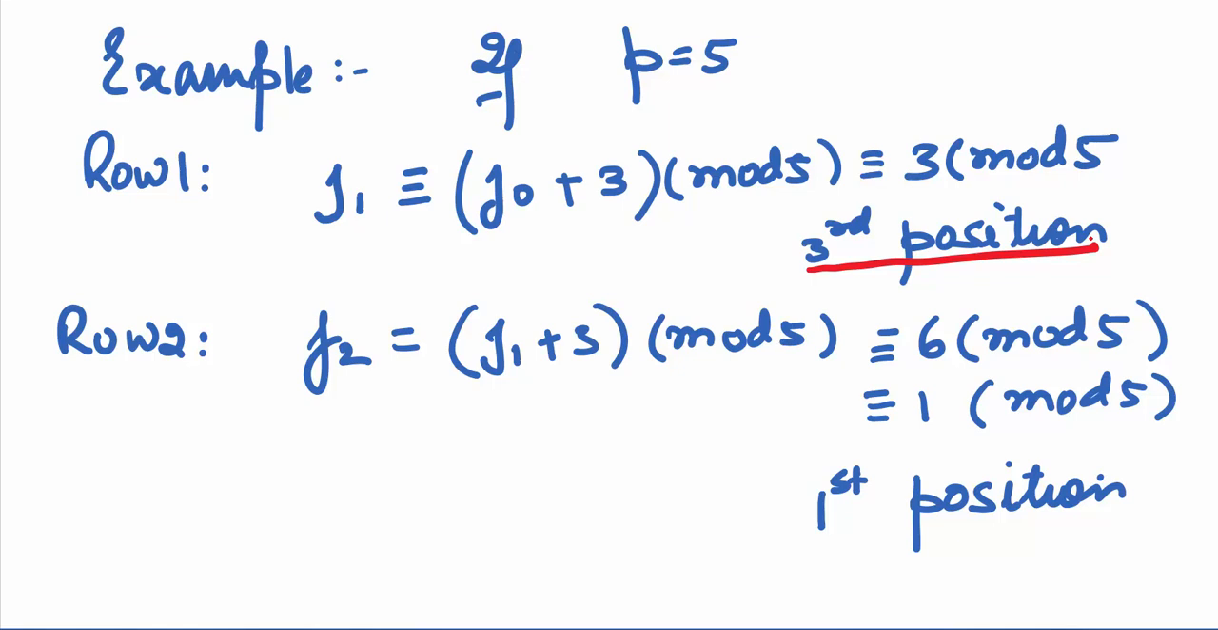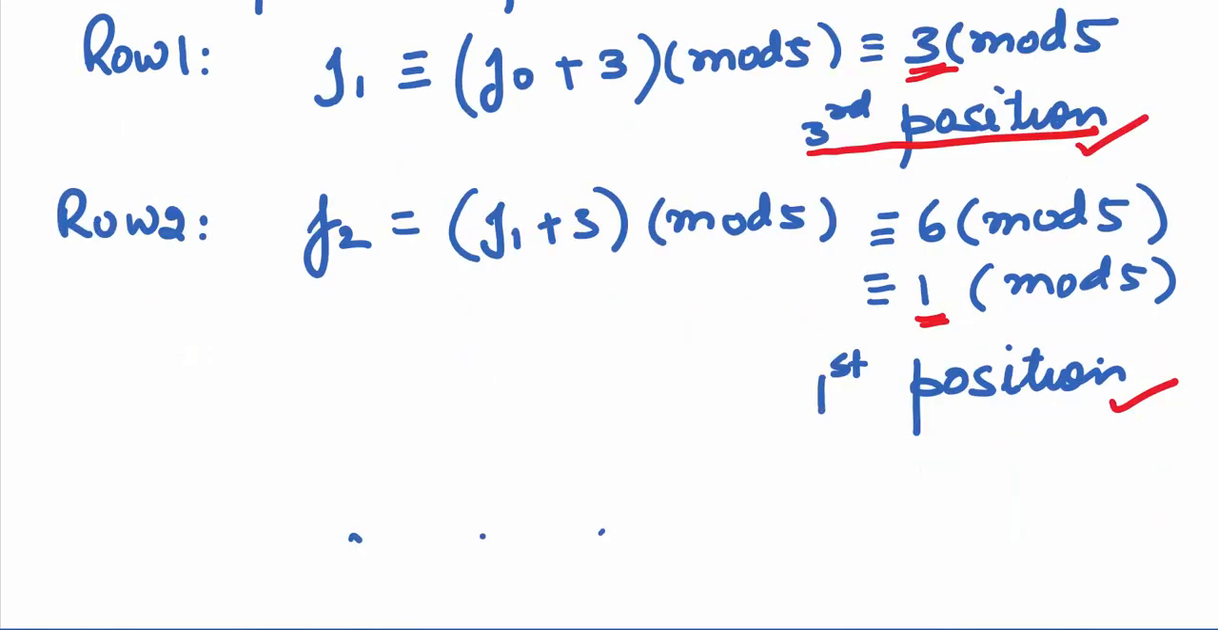Second row, your i value is 2. You get J1 plus 3 modulus 5. From your first row, you have the J1 value as 3. So we place J1 as 3 and we will get J2 is congruent to 6 mod 5, which is congruent to 1 mod 5. So the second queen is placed in the first position. You can always check the rest of them yourself.